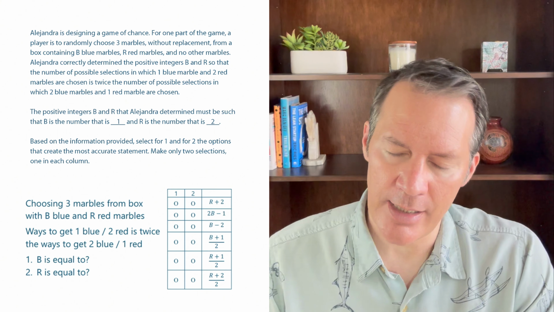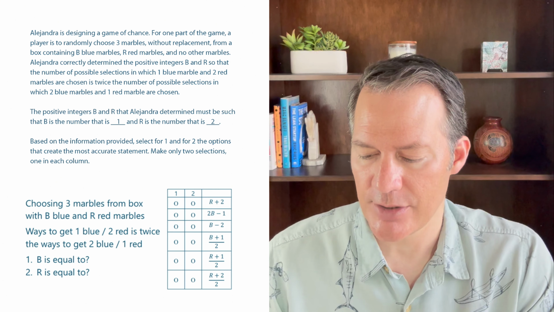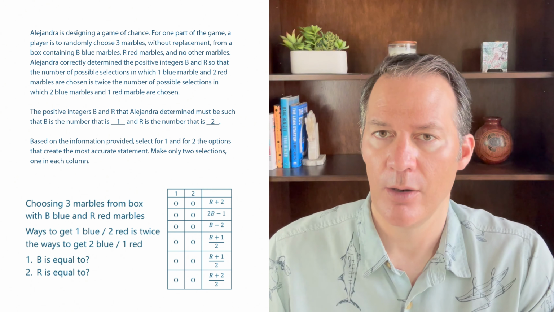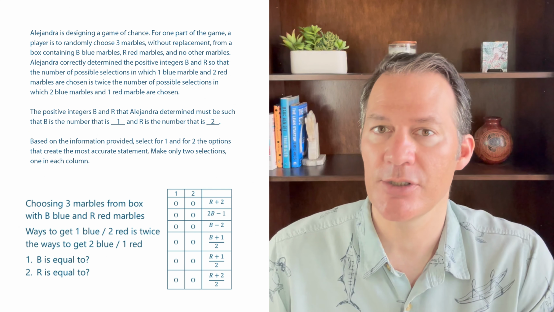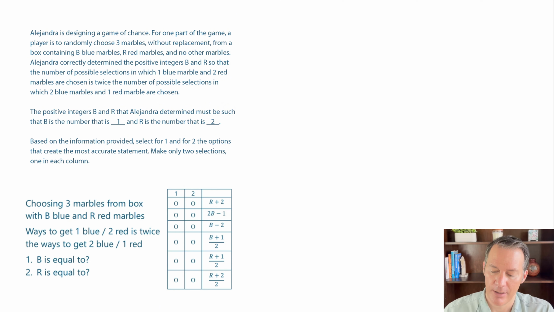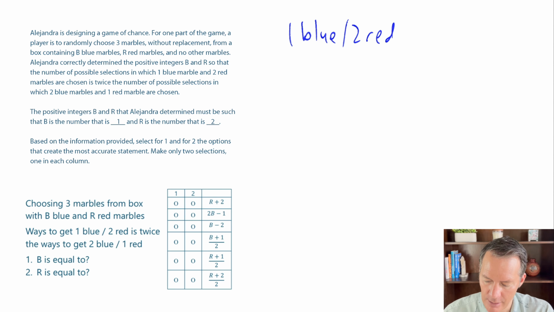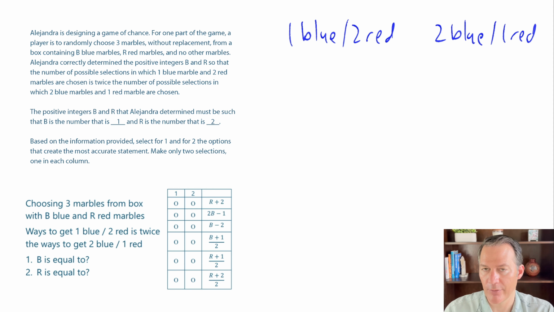Then we also recognize, okay, that there's 2 scenarios here, right? There's the 1 blue, 2 red, and the 2 blue, 1 red. We don't want to try and solve those all at once. Let's do those separately and then combine them. So let's write those out. So we have our 1 blue, 2 red scenario and the 2 blue, 1 red scenario, right?